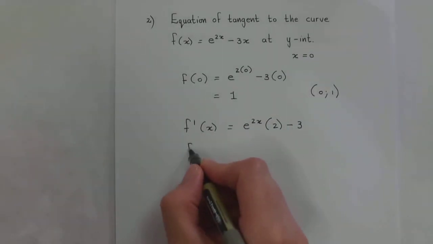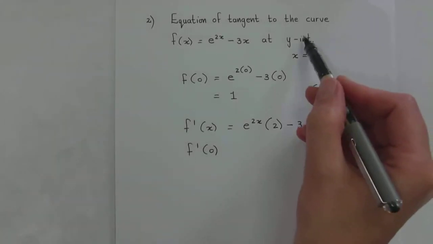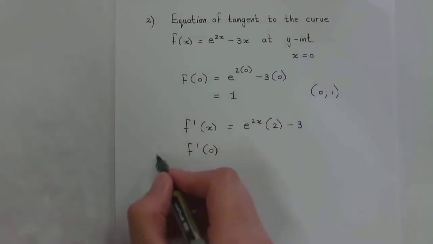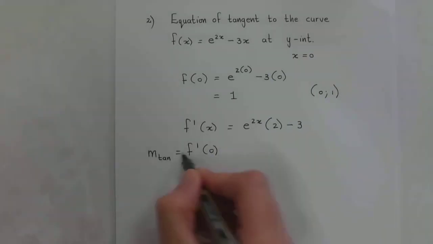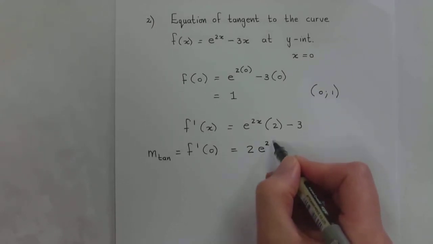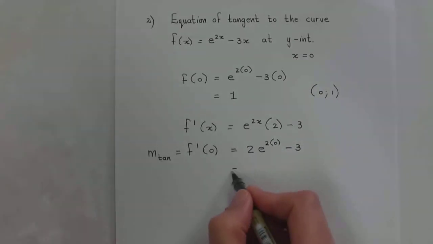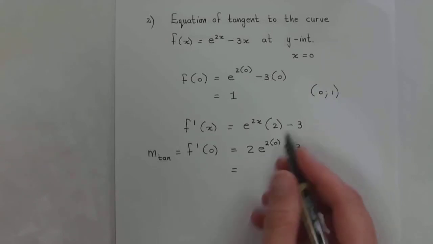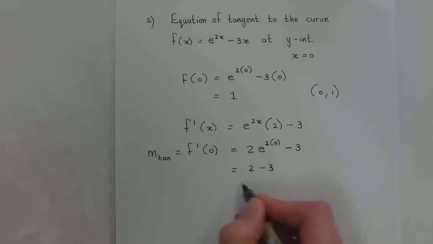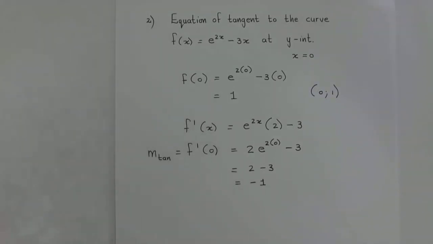And now I need to substitute 0 in there, which is the x coordinate at that y-intercept, and this is going to give me the gradient of the tangent. So the gradient of the tangent is going to be 2e to the power of 2 times 0 minus 3. And this is then going to be 2 times 1, which is 2, minus 3, and that means the gradient of that tangent is going to be negative 1.